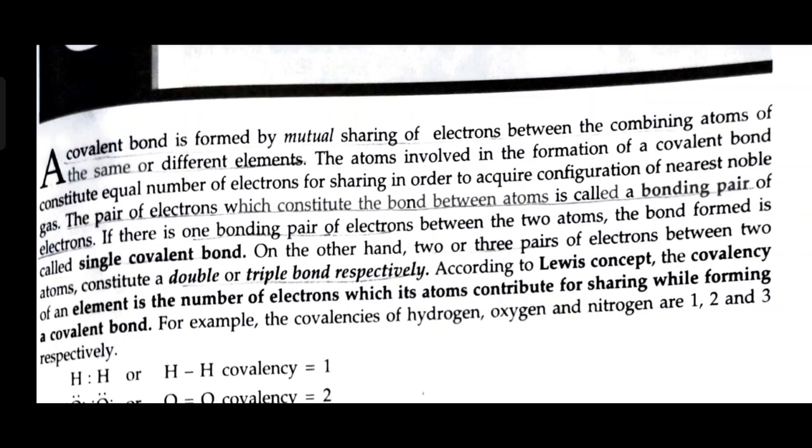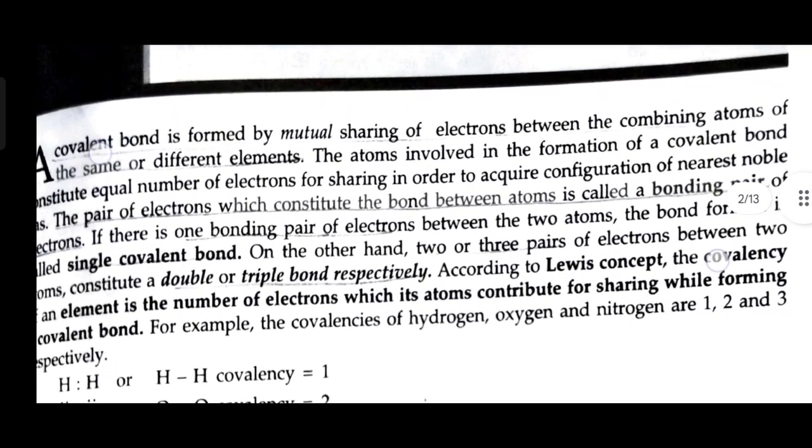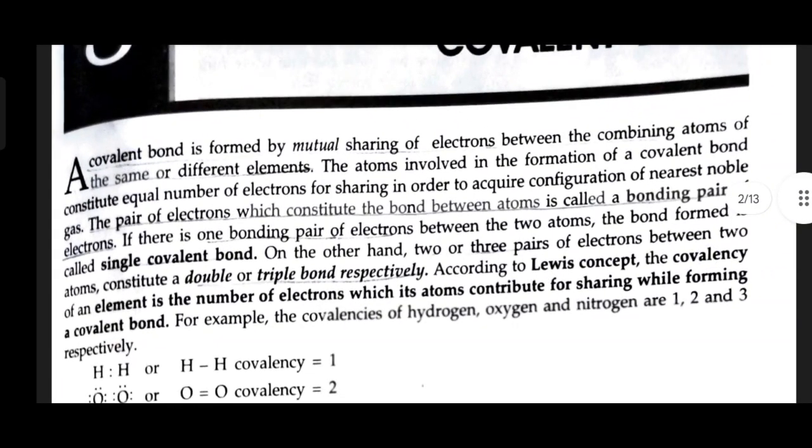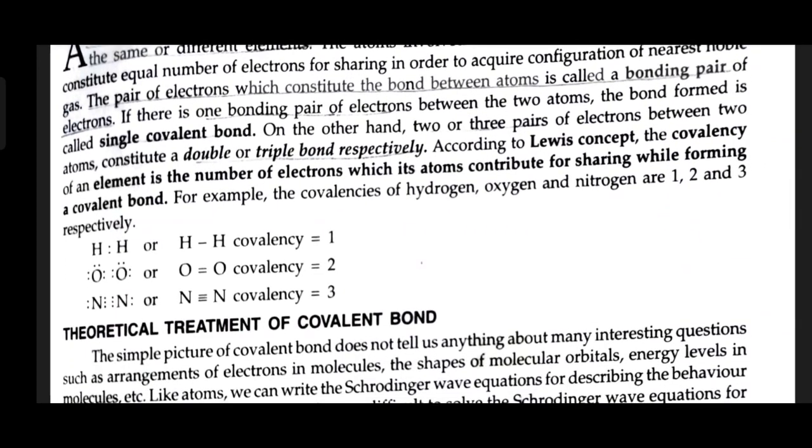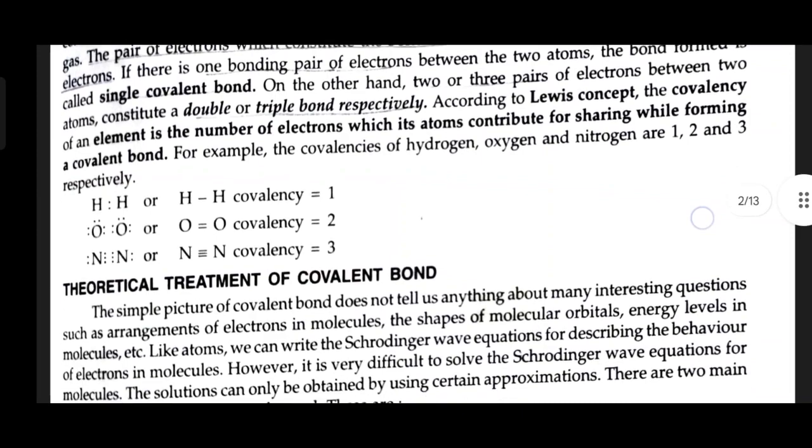According to Lewis's concept, the covalency of an element is the number of electrons which its atom contributes for sharing while forming a covalent bond. For example, the covalencies of hydrogen, oxygen and nitrogen are 1, 2 and 3 respectively. H:H or H-H, covalency equal to 1. O::O or O=O, covalency equal to 2. N≡N, covalency equal to 3.